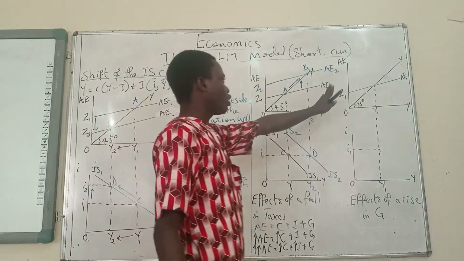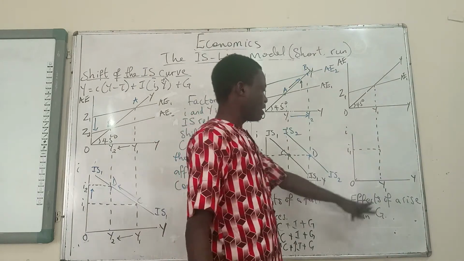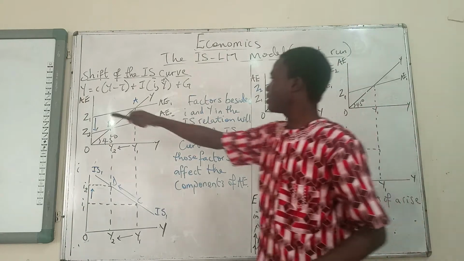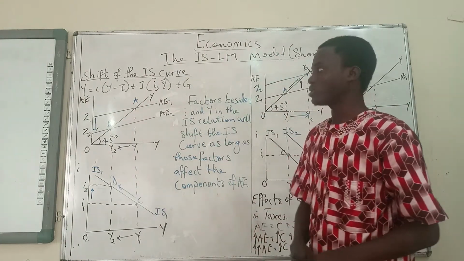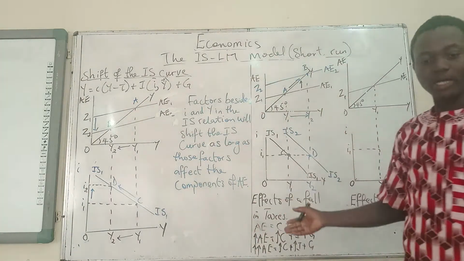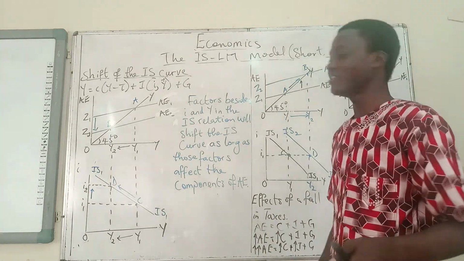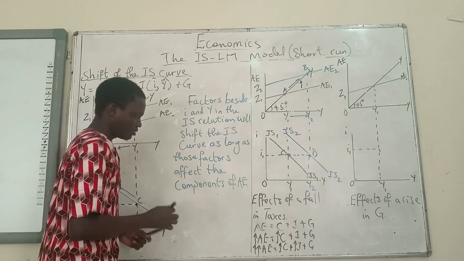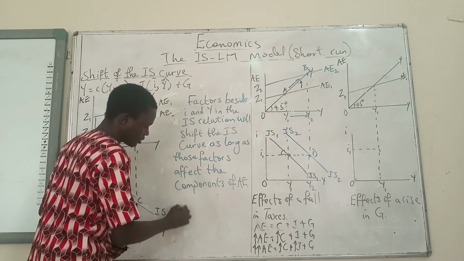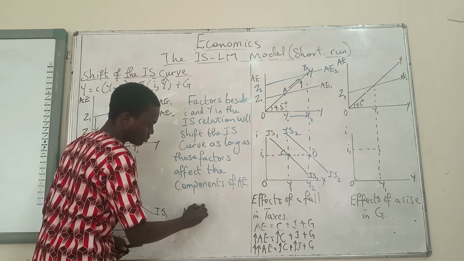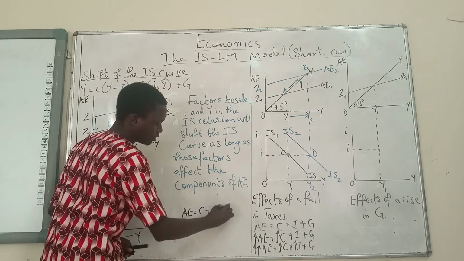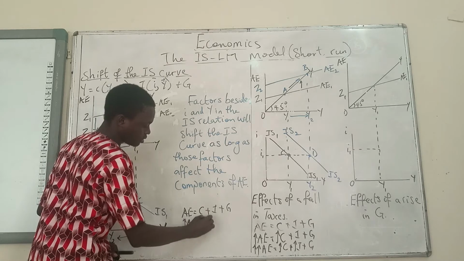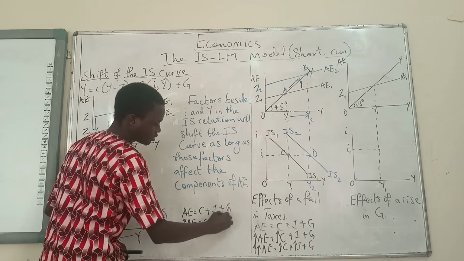All right. So we have this second thing, the effect of a rise in G. So we go back to the IS relation. So this is the IS relation. When G rises, we have AE equals C plus I plus G. So AE would initially rise because G rose.